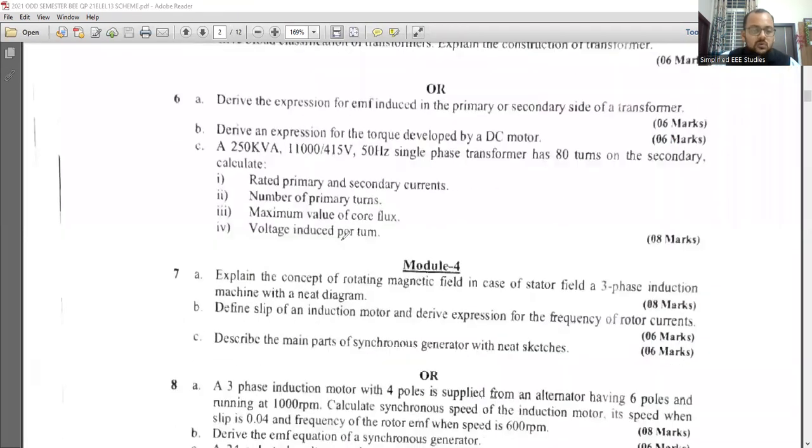Now we'll be moving on to question number 7, 7A. Question number 7 in module 4 mainly focuses on AC machines, such as the 3-phase induction motor and the 3-phase synchronous generator, which is also known as an alternator. So let's solve problems related to the 3-phase induction motor and alternator. Don't leave any topic. Both are fundamentals. Every engineer should know about machines, so that's why they have added them in your curriculum.